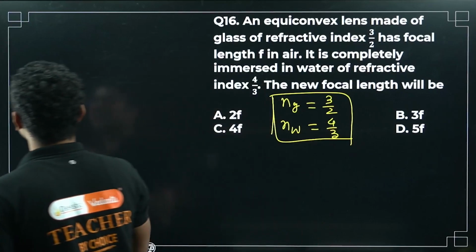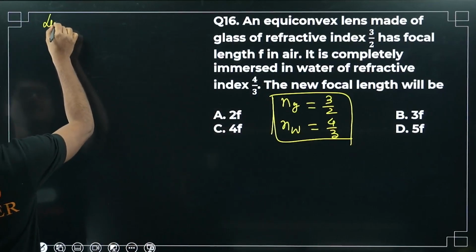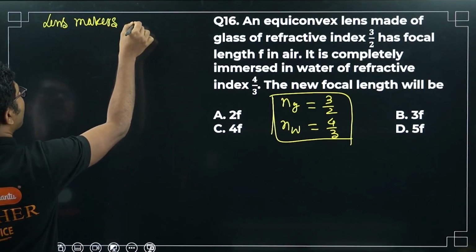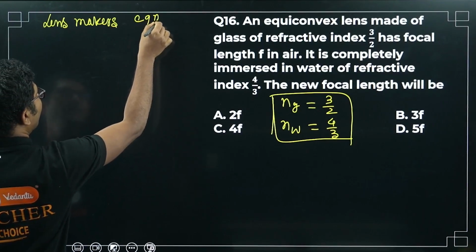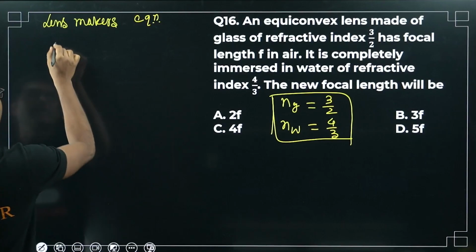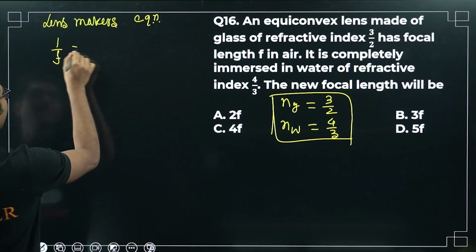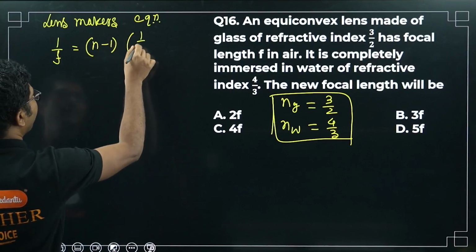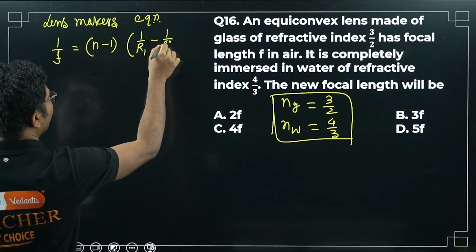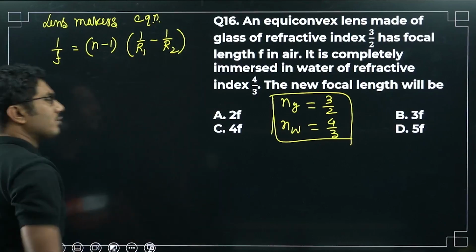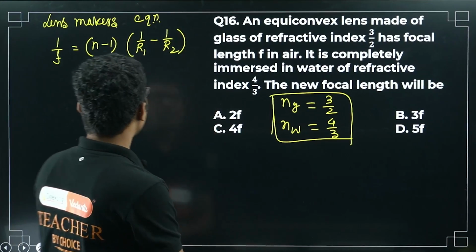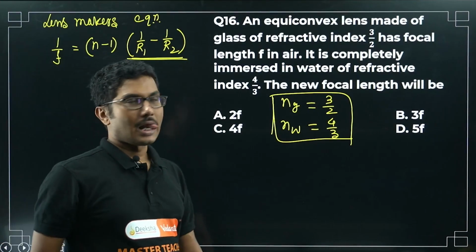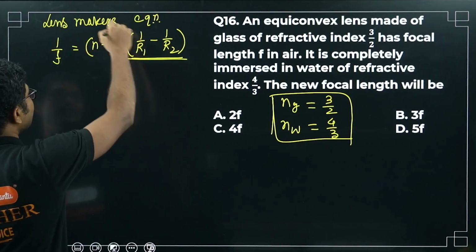First we will apply the lens maker's formula, equation or formula, whatever you are comfortable with. That is 1/f equals (n minus 1) times (1/r1 minus 1/r2). Now this part will be constant throughout our calculation. So from now on I will not show this part. This is constant and it will eventually cancel. We are mainly interested in this part.